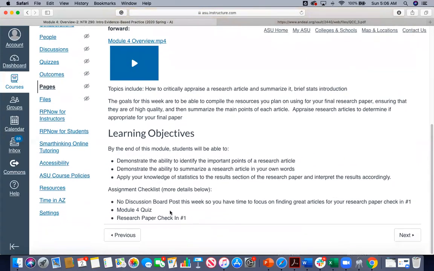There is no discussion board post this week because we do have a little bit of a larger assignment with the research paper check-in number 1, so we'll talk through that in just a second here.